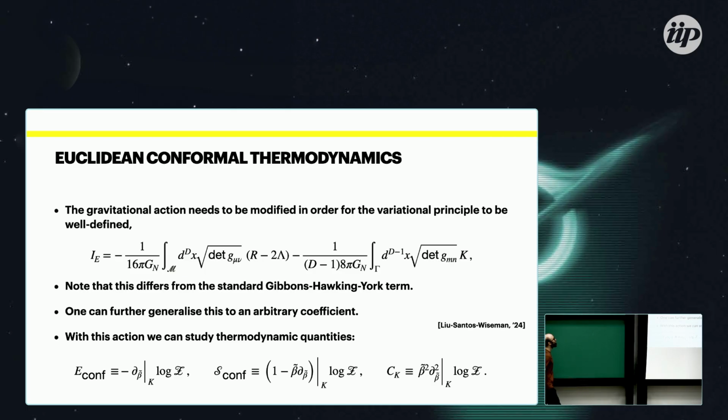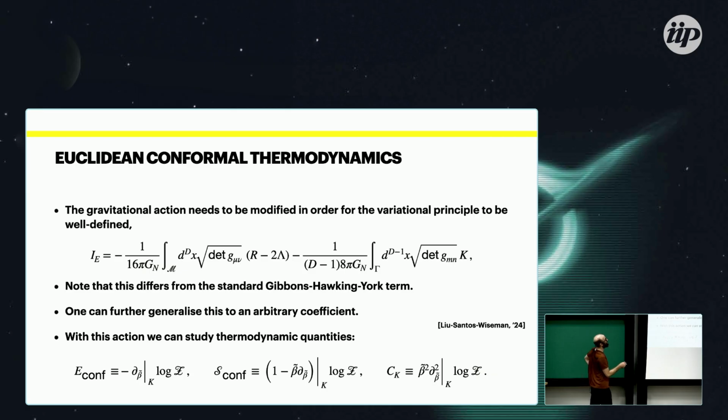Okay, so if we want to impose these boundary conditions, we need to be a bit careful about what our Euclidean action is that we will put on shell. If we want this action to be stationary under conformal boundary conditions, we cannot put the usual Gibbons-Hawking-York term. That will give a Dirichlet problem. Instead, we need to change the boundary term with this coefficient over here. There's this 1 over d minus 1 that makes the action stationary under conformal boundary conditions.